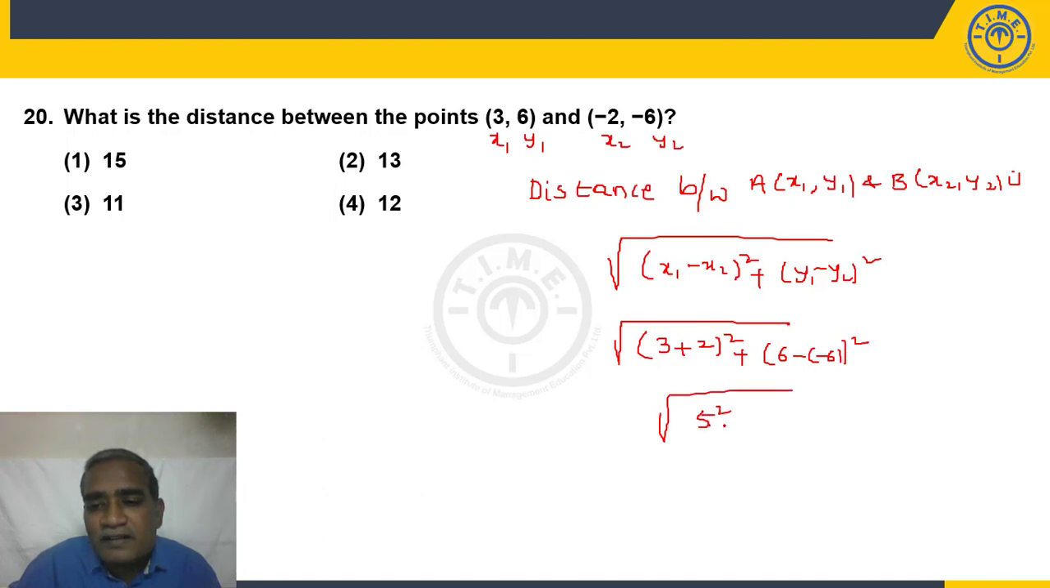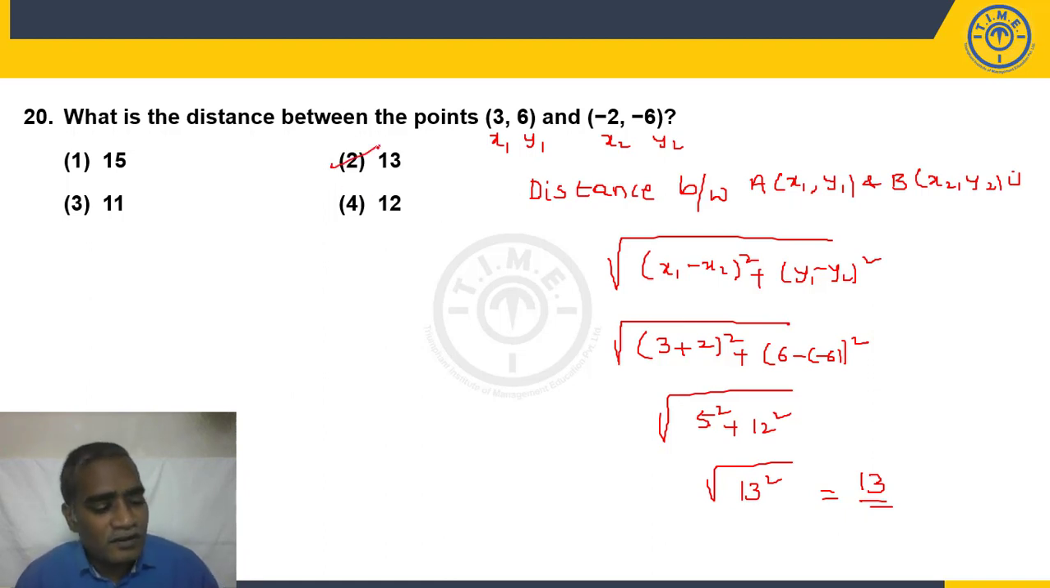5 square plus 12 square. This is equal to 13 square. 169, 13. Answer is 13. Clear? Right. Now move to the next problem.